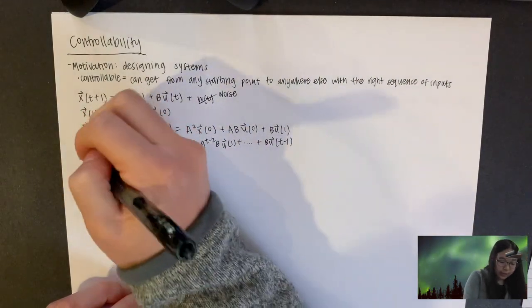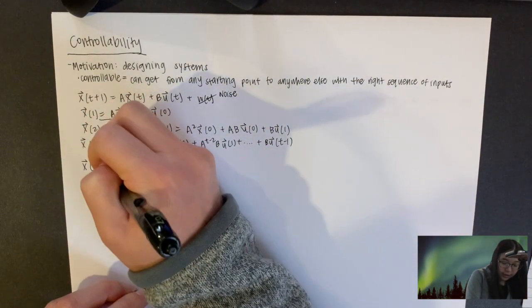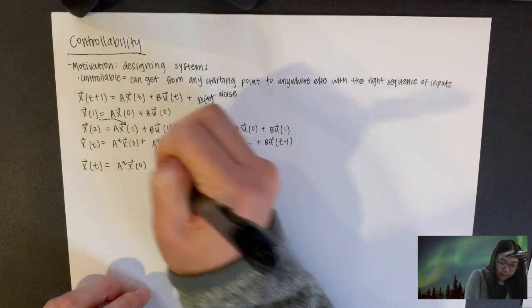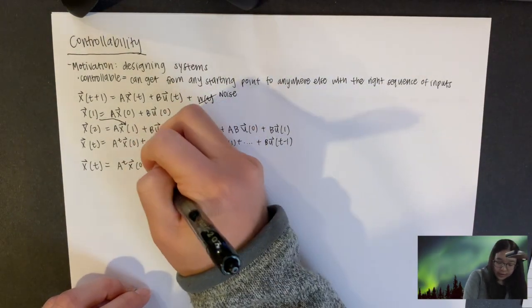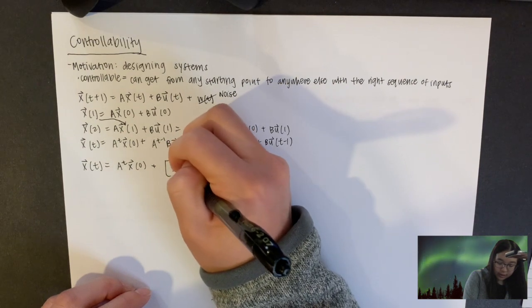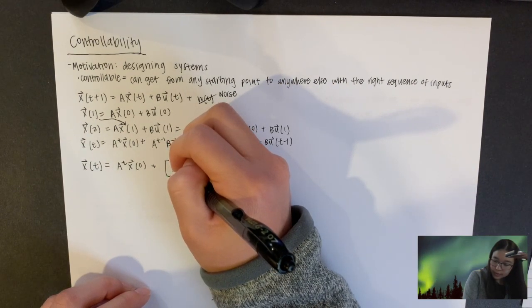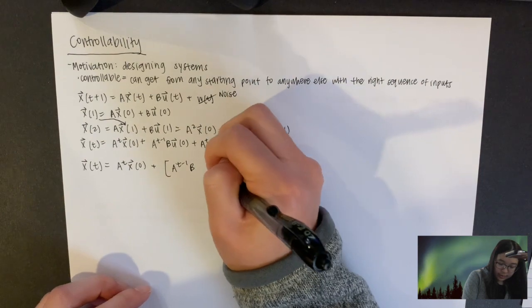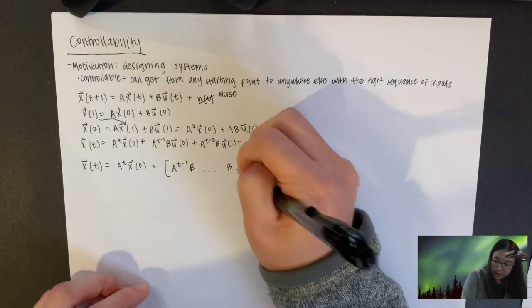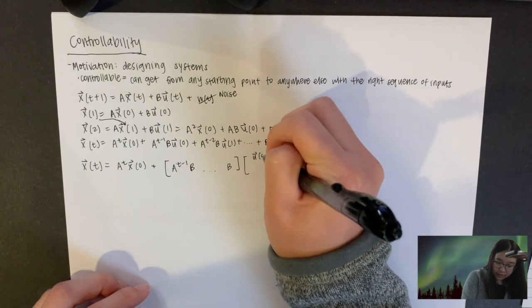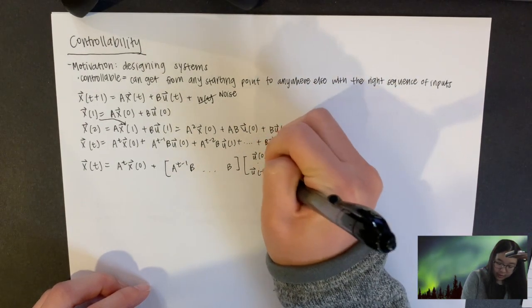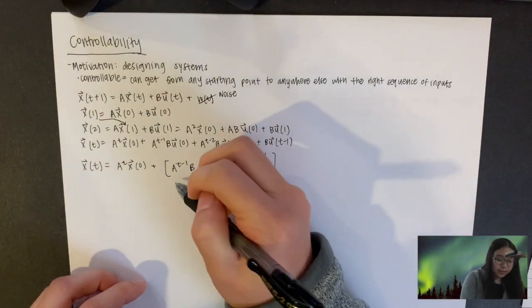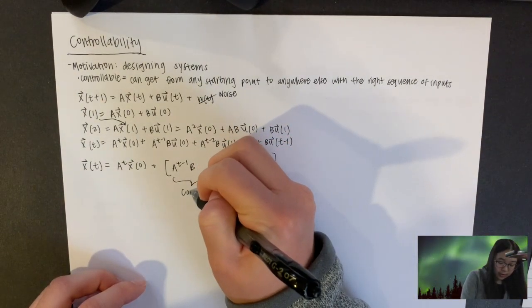Another way to think about this equation, specifically in matrix and vector multiplication form, is that you keep this first term, A^t x sub 0, and then you have a matrix of A^(t-1) B, and so on all the way to B, and then you multiply by u sub 0 all the way to u sub t minus 1. So this, in fact, will be your controllability matrix, which we'll call C.